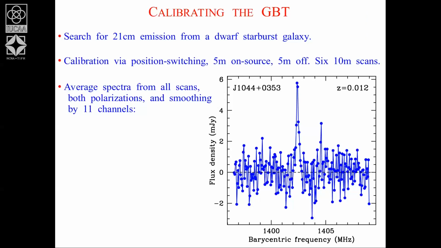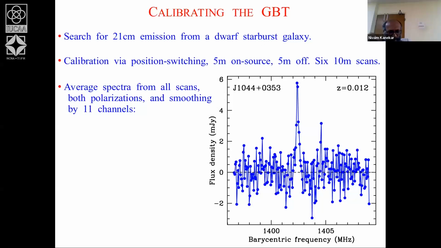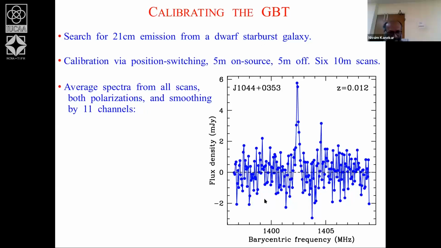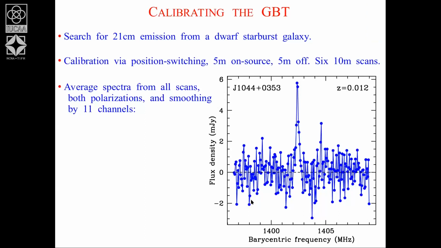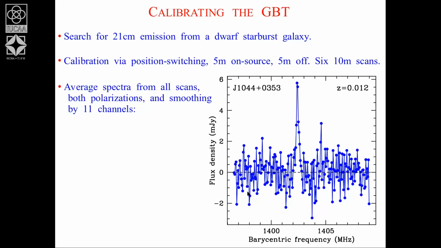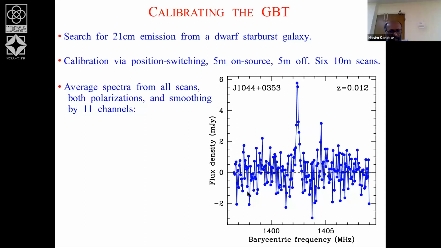Sir, what is the physical significance of negative flux density? Which negative flux density? Here, in the plot, where it goes negative. Oh, you mean these things? Oh, that's just noise. Noise has a zero mean, and so it can have positive and negative values. You're subtracting out any continuum from the source, and that will give you a zero mean measurement.